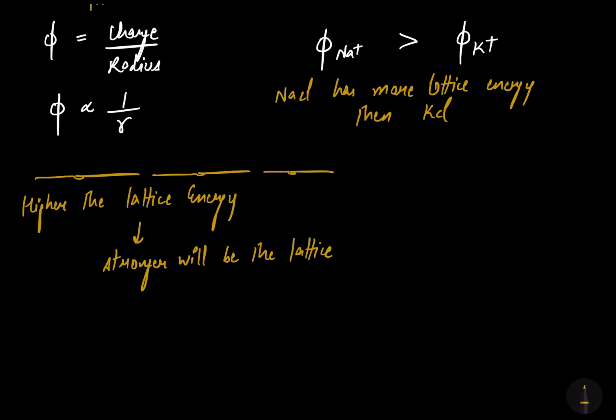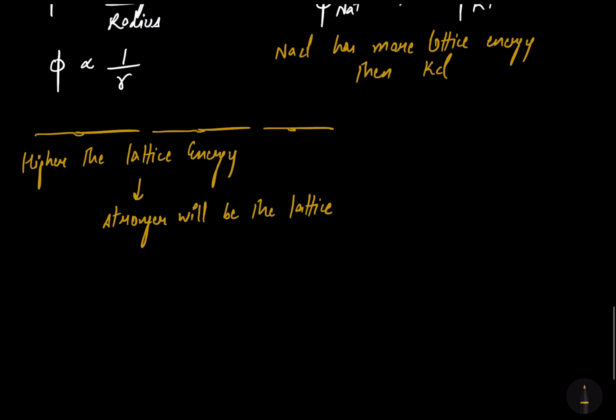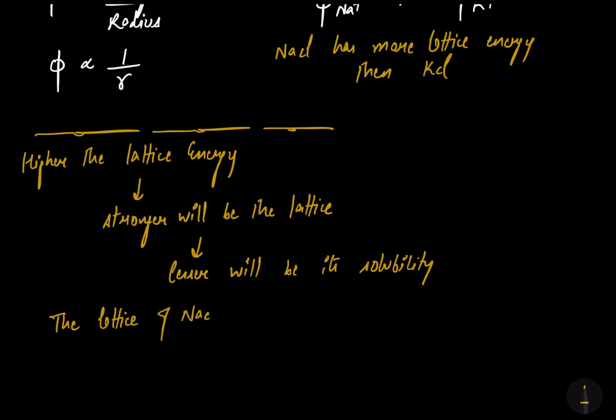So higher the lattice energy, stronger will be the lattice, lesser will be its solubility. It signifies that the lattice of NaCl is stronger than KCl.